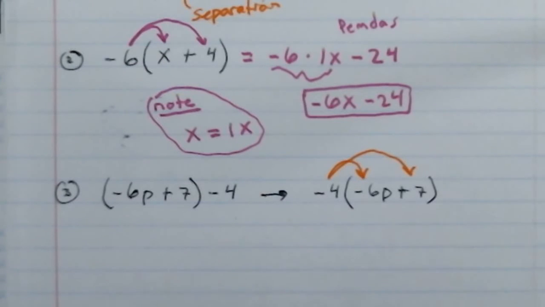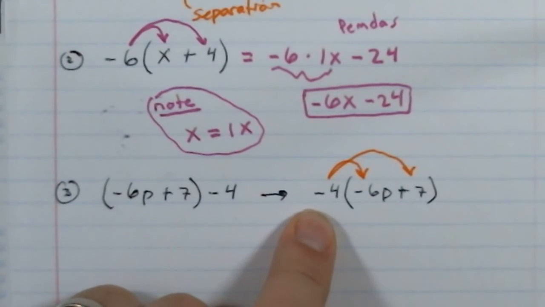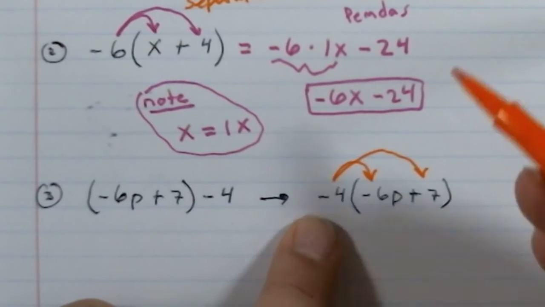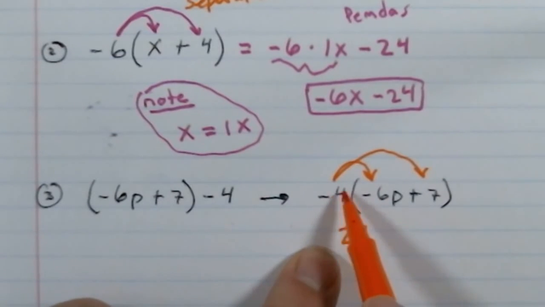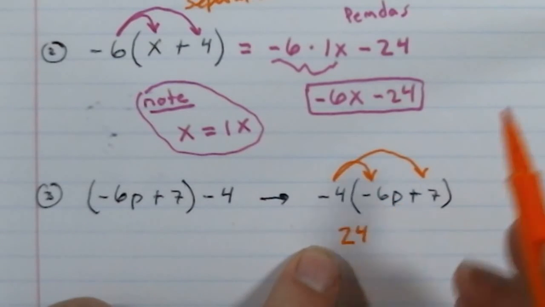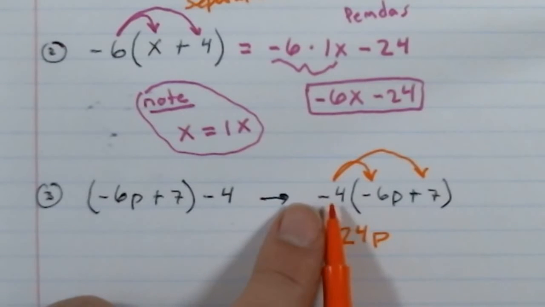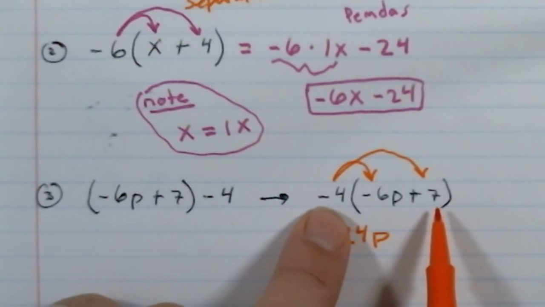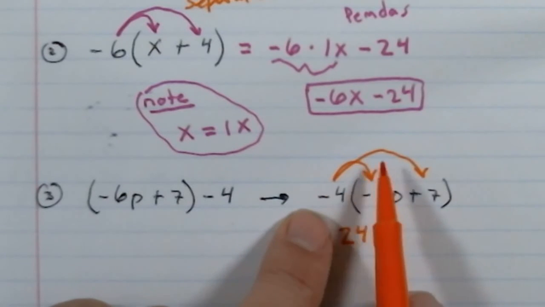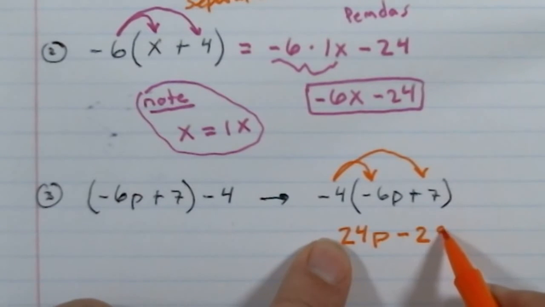So here we go. What's a negative times a negative? A negative times a negative is a positive. So you should have positive 24 because 6 times 4, but what's included right there? It's that p. Okay, what's negative 4 times 7? So 7 times 4 is 28, correct? But negative times a positive is a negative, and that's 28.